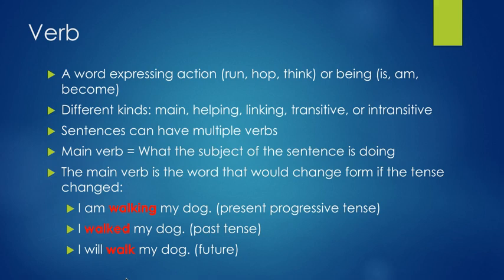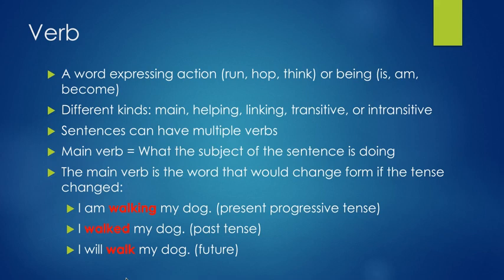Bottom line is sentences can have multiple verbs. The ones that do the heavy lifting are the main verbs of the sentence. That is what you need to have a complete sentence: a main verb that indicates what the subject of the sentence is doing. And again, you can have multiple main verbs just to make things interesting.